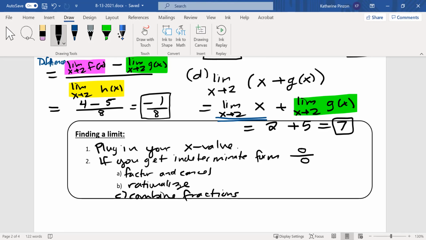And then combining fractions. Sometimes you'll have 2 fractions divided by a fraction. You'll have to combine them and do some simplifying like that, okay? So these are our methods. These are the only methods we know for finding limits algebraically.